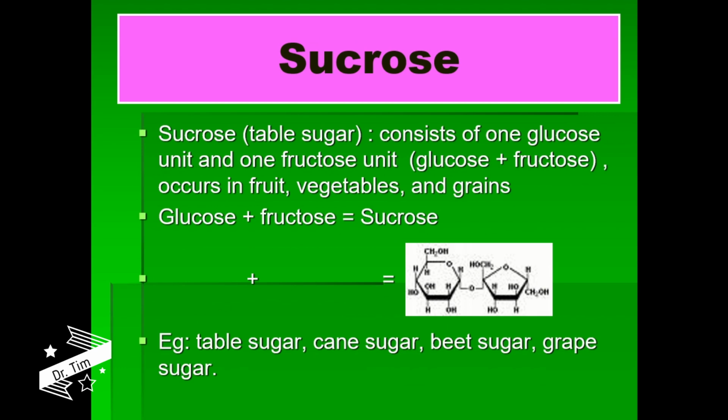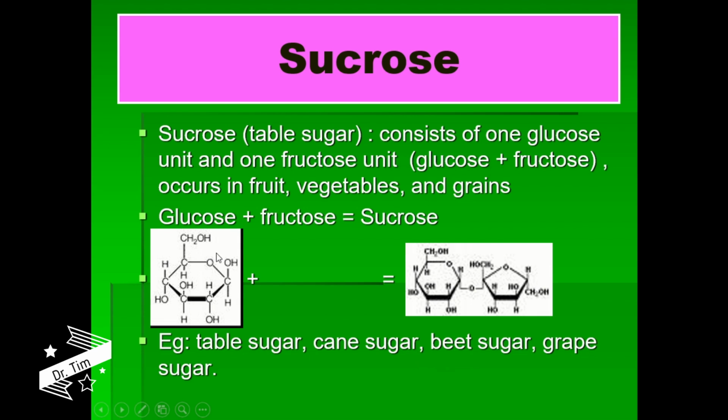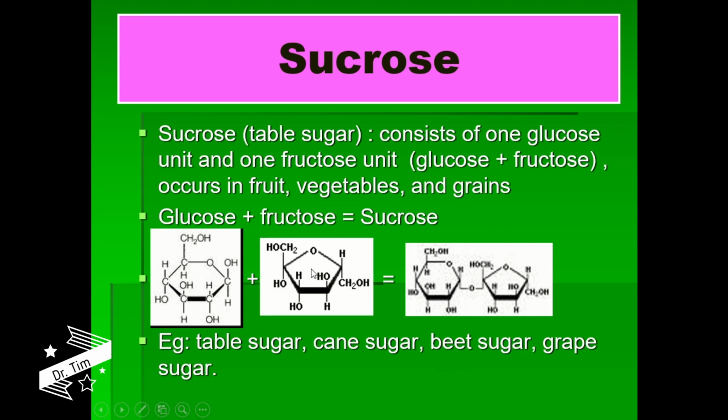The next type of disaccharide is sucrose. Sucrose, also known as table sugar, consists of one glucose unit and one fructose unit. So glucose plus fructose becomes sucrose. It occurs in fruit, vegetables, and grain. The figure shows the glucose structure, and this one shows the fructose structure. The combination of these two monosaccharides becomes the disaccharide known as sucrose. For example, the sources of sucrose are table sugar, cane sugar, beet sugar, and grape sugar.